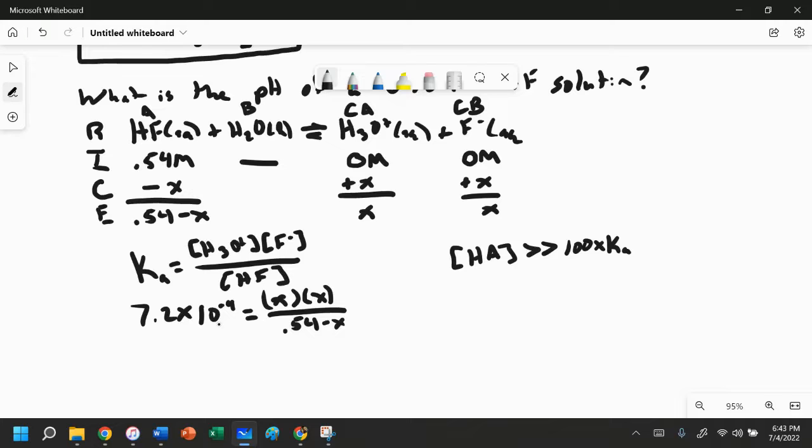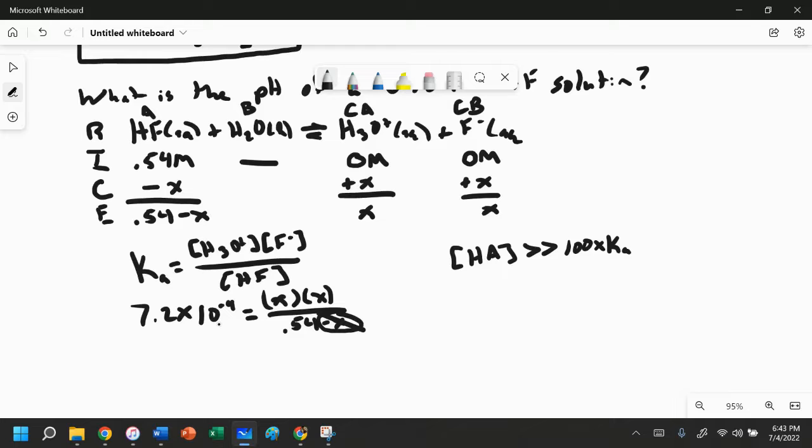And so significant digit-wise, subtracting X is not going to affect that concentration 0.54. And you can check that at the end to see if the assumption was valid. We'll subtract and see if 0.54 changes any. But if your concentration of acid is greater than 100 times the Ka value, we can ignore it. So 0.54 is indeed well over 100 times our Ka value. So what we can do is eliminate this minus X.